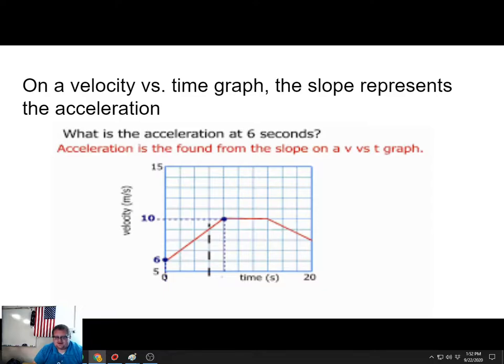So in this example, I'm not going to solve the problem. I'm just going to point out, if I want to find the acceleration at 6 seconds, I simply need to look at, presumably this is 6 seconds here, I just need to find the slope from 0 to 6 seconds, if that's what I need.